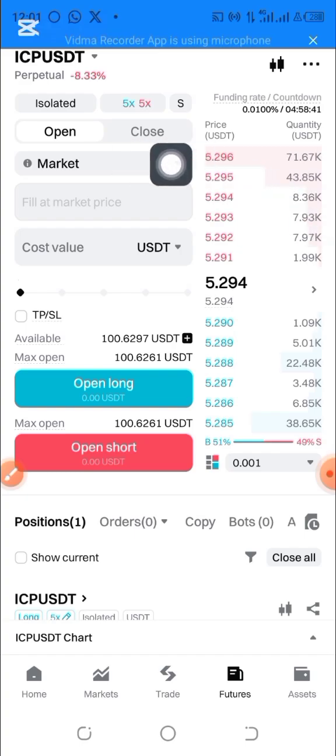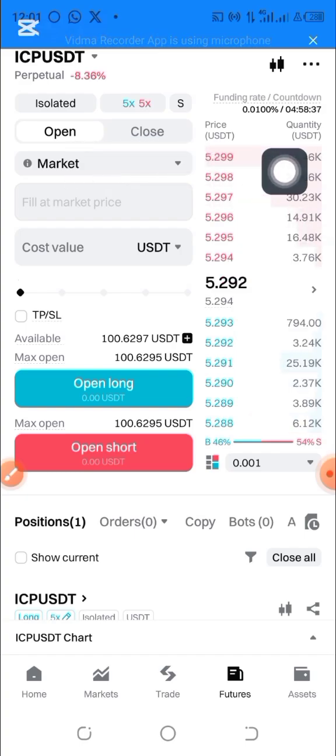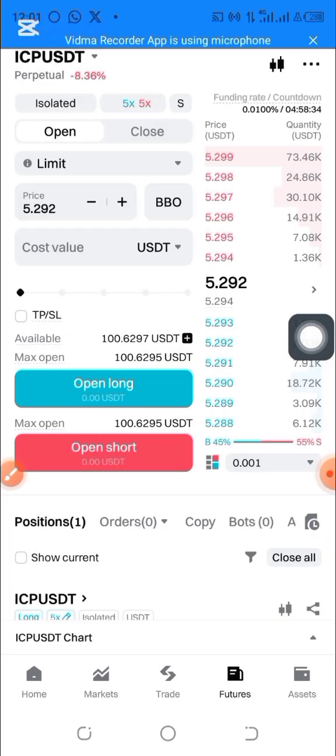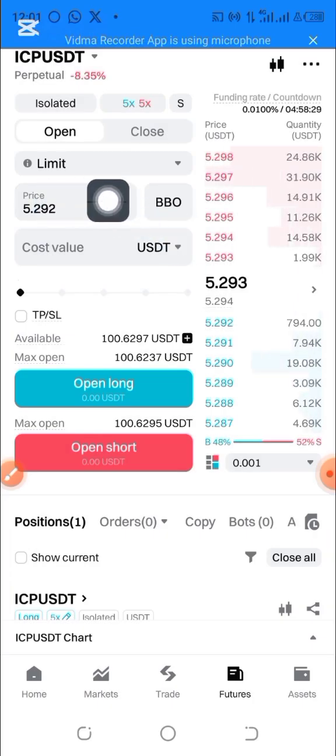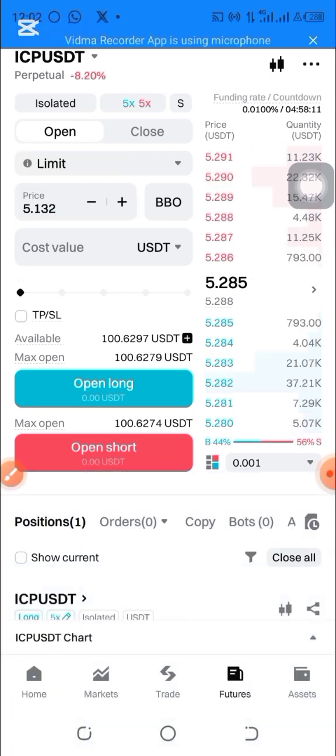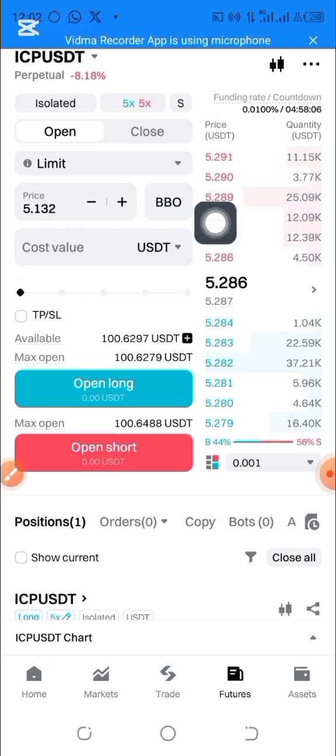So I will just come here and select limit order. So here I want to enter once it comes down to 5.132. If the price of this ICP comes down to 5.132, I want to spend the next $5 there.